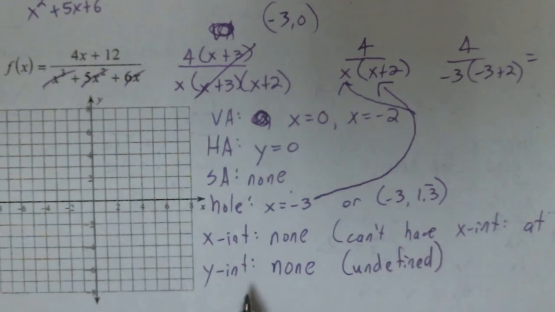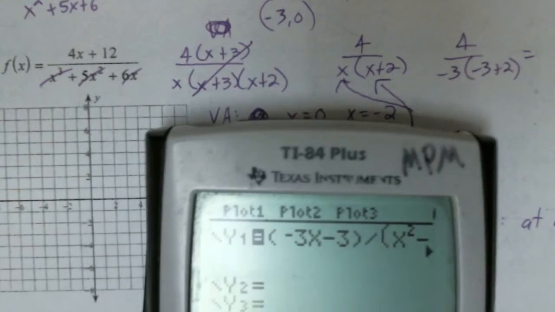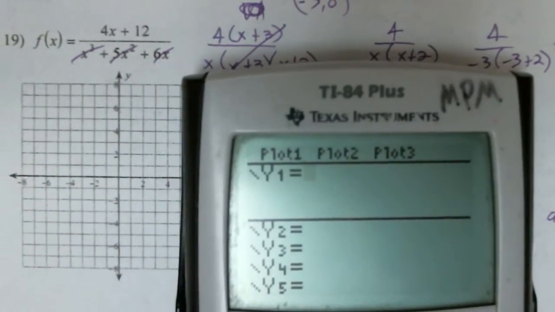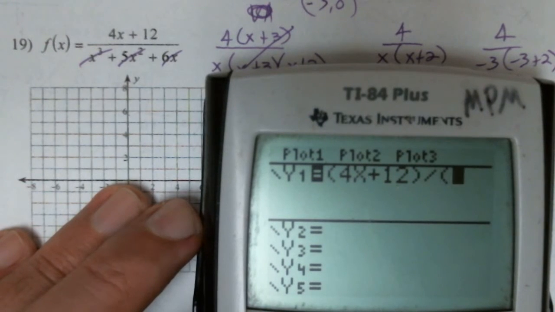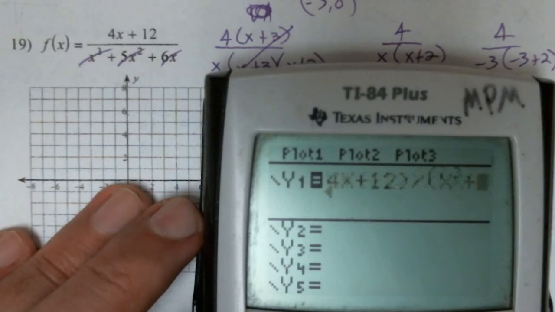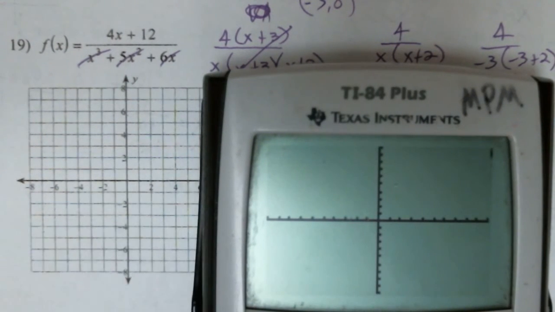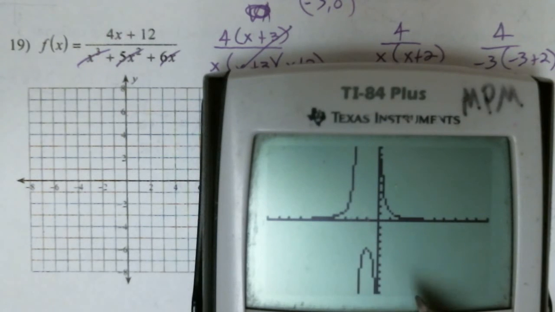If you were to graph this, guys, I do want to show you this first. Let's go ahead and graph this thing. Parentheses 4x plus 12 divided by parentheses x raised to the third plus 5x squared plus 6x parentheses. If you graph that, there's our asymptote at -2. There's our vertical asymptote at 0, which is the y-axis. Then I have this little piece down here.